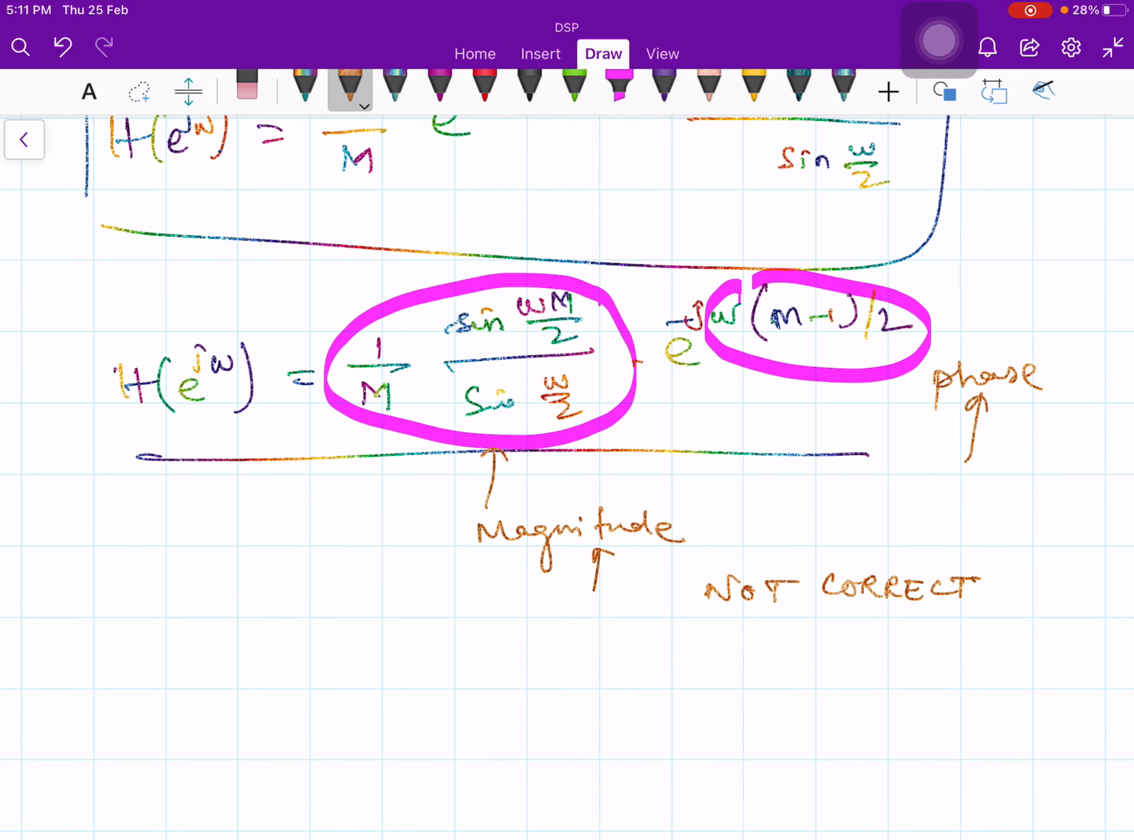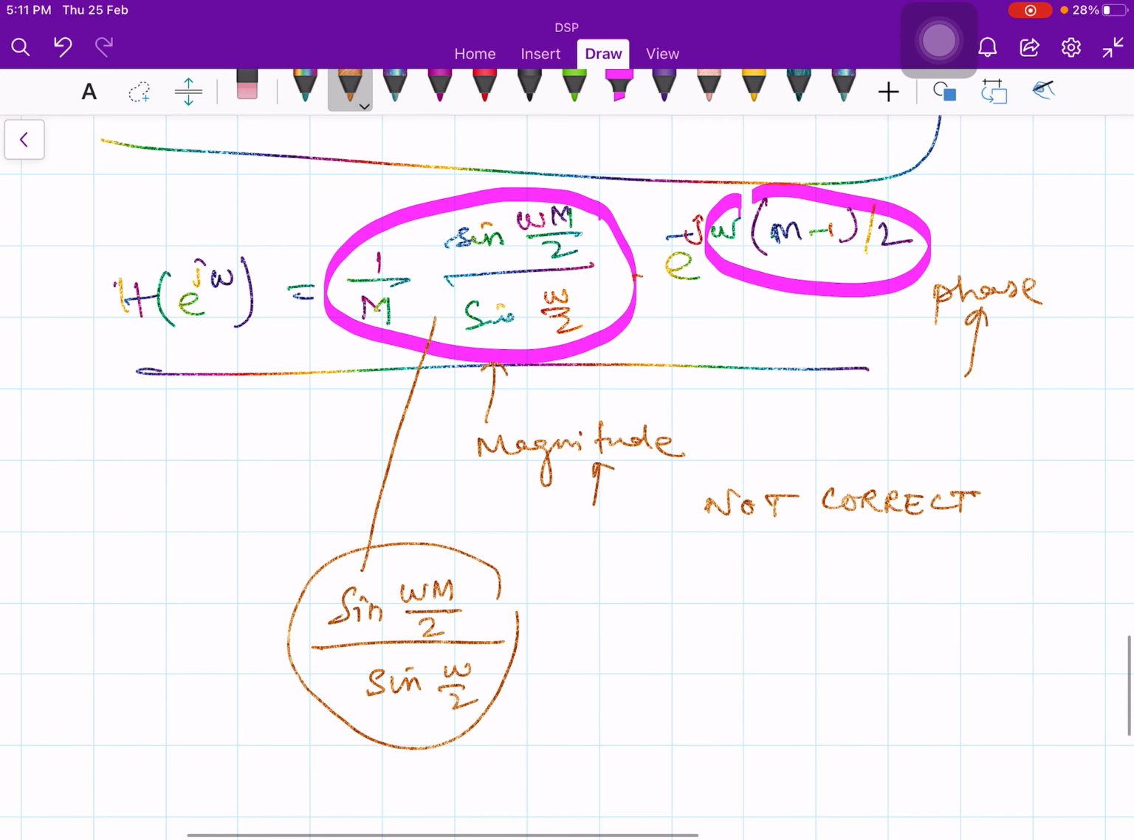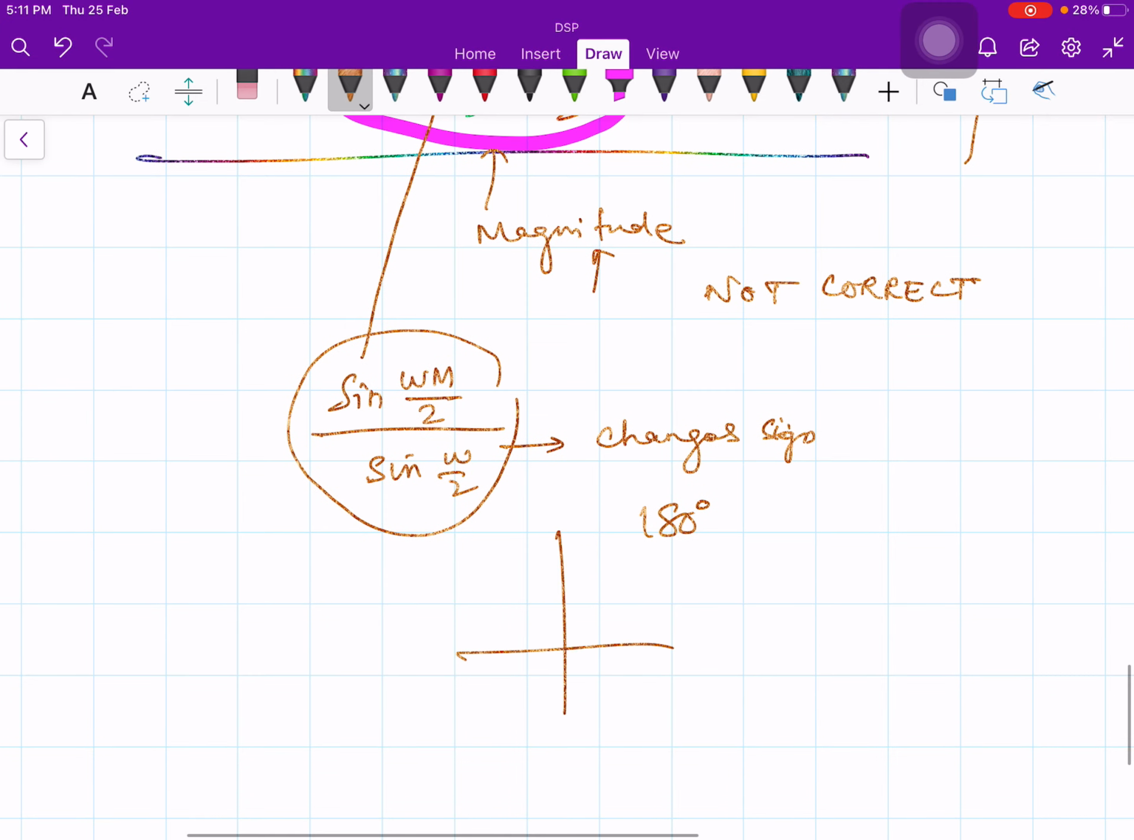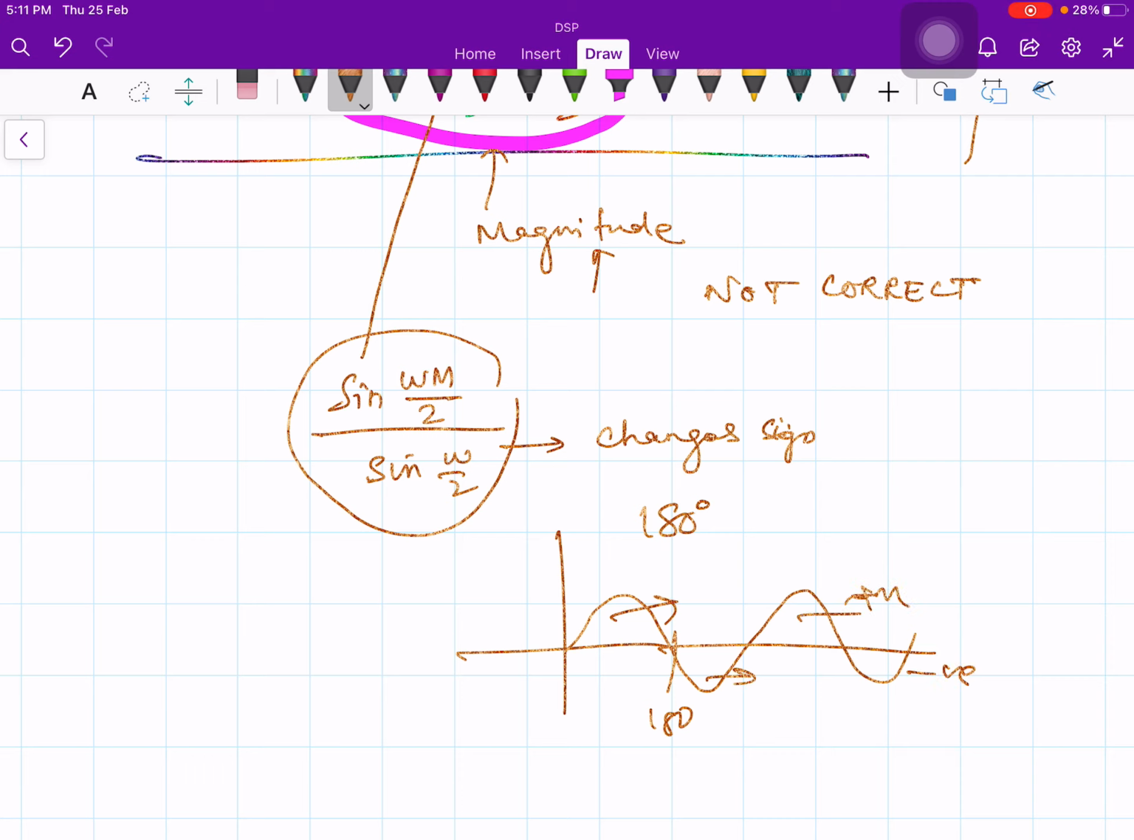Because you consider this term, sine of omega capital M divided by 2 over sine of omega by 2. This itself has variations. This itself changes sign. Whenever it changes sign, the phase changes by how much? 180 degrees, because it's a sine function, right? So it keeps alternating like this. For every 180 degrees, there is a phase reversal of pi. Here it is positive and here it is negative, positive and here it is negative. There is a phase shift.